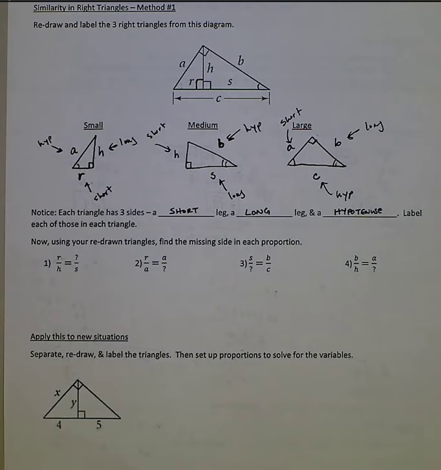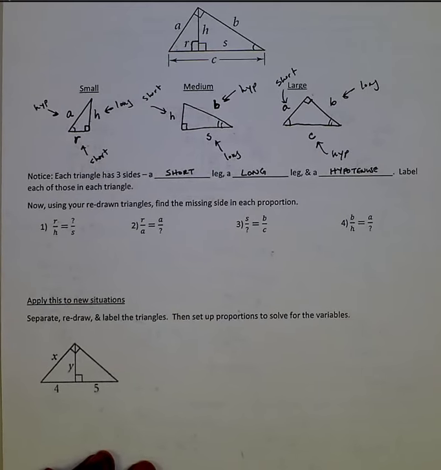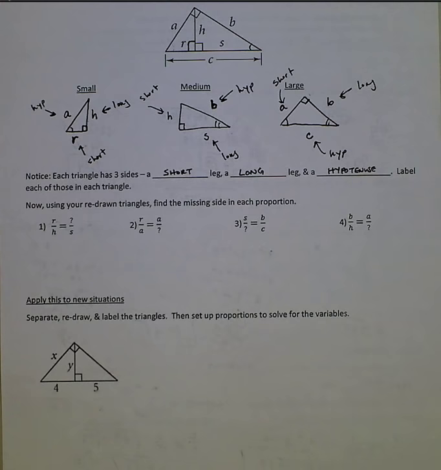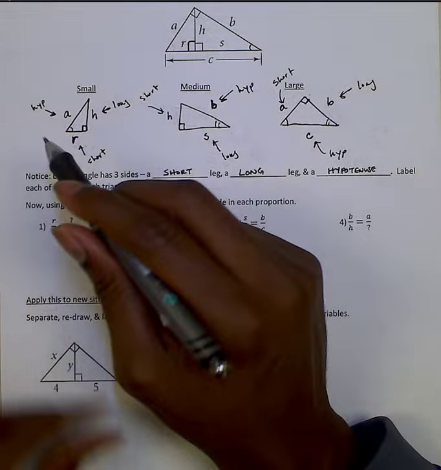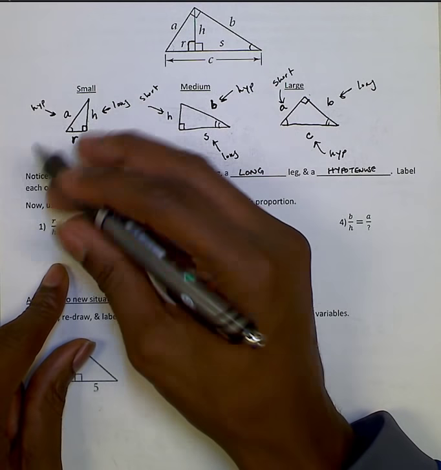All right. So diving into this a little bit further, it says now use your redrawn triangles to find the missing side in each proportion. So here we have it. They say R over H. If we look at what triangle they're talking about, the small triangle, we've got short over long.